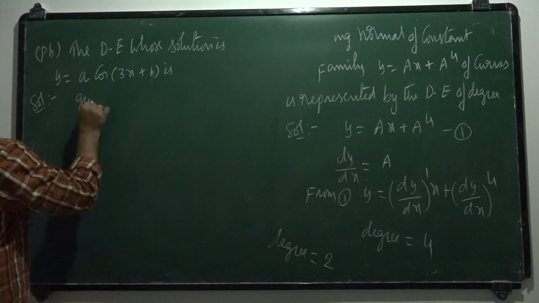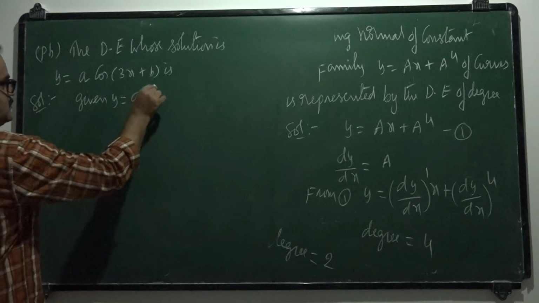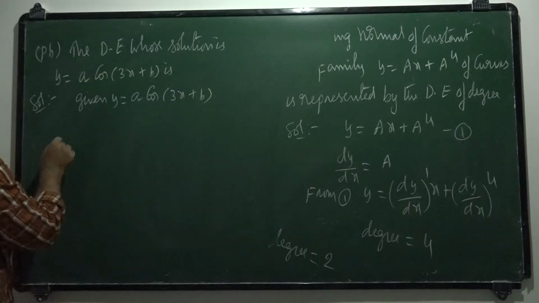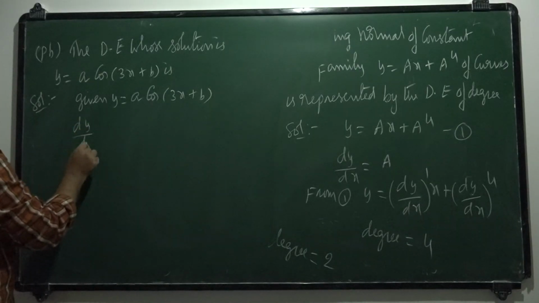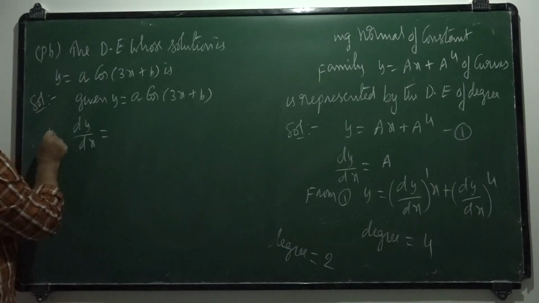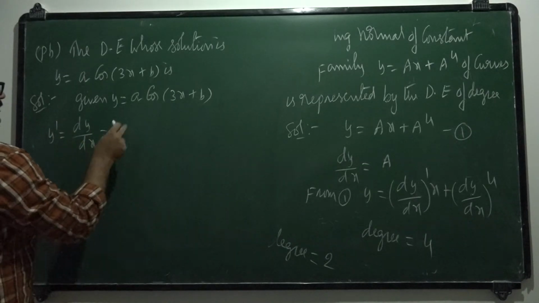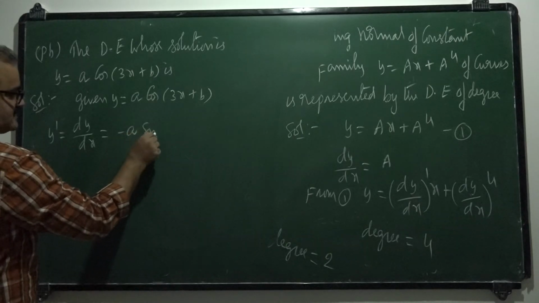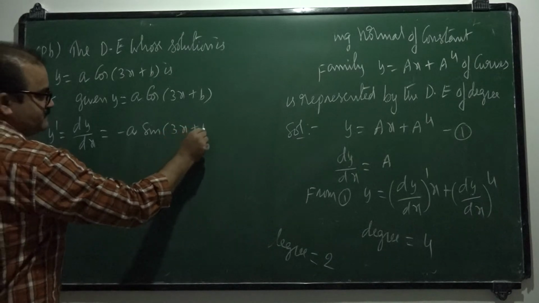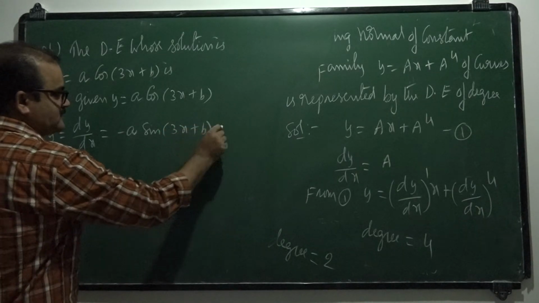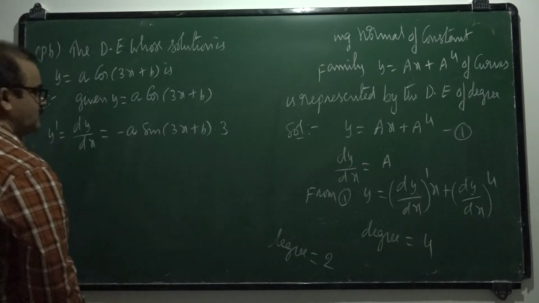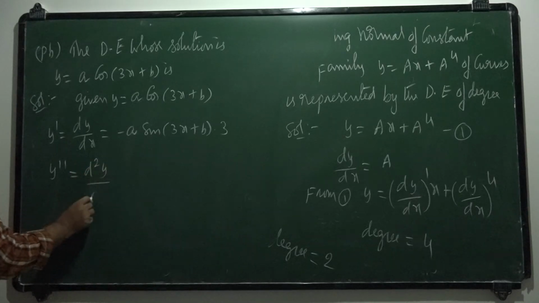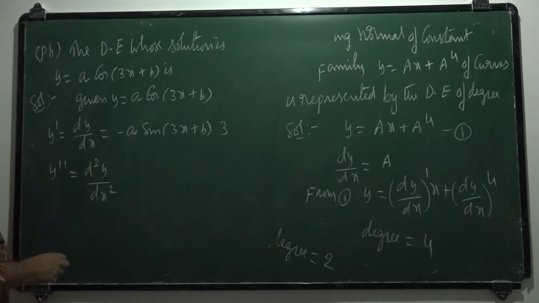Given y is equal to a into cos 3x plus b. Then dy by dx or y dash, both are same. What is the derivative of cos? Minus sine a into minus sine 3x plus b into derivative of 3x plus b, that is 3. Next, again differentiate y double dash. Y double dash means d square y by dx square.